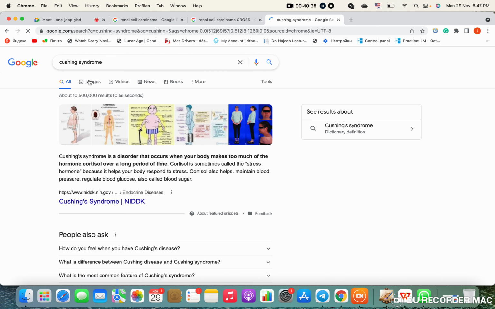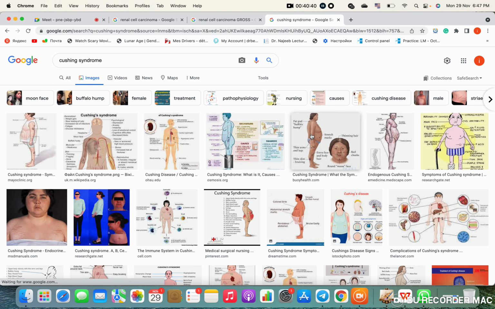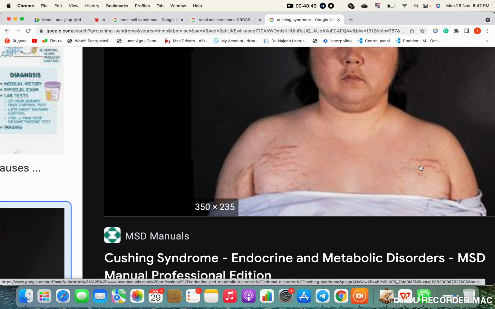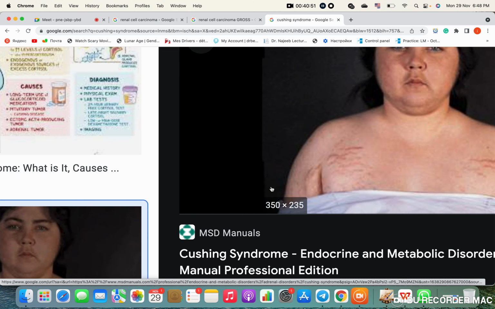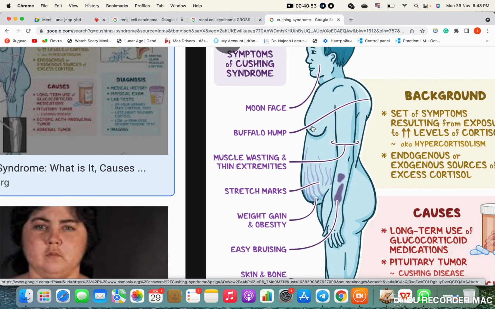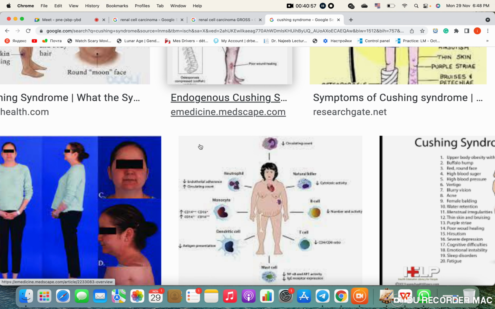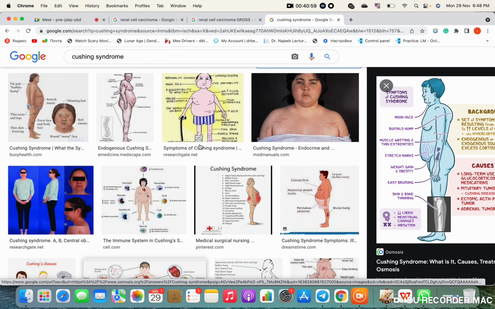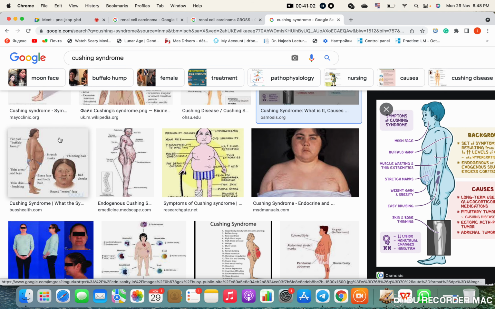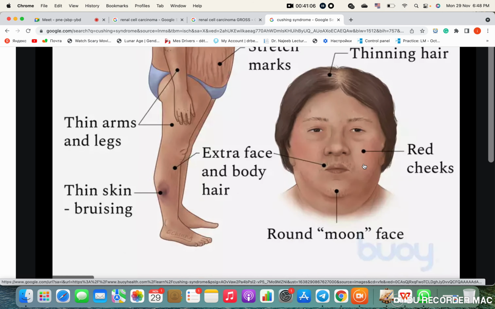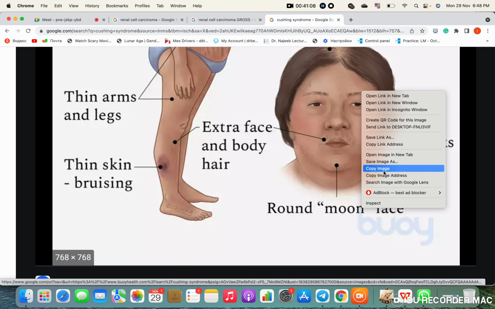Basically, these patients will have multiple problems. They can become overweight. They have this red striation on their body. They can have moon faces. They can have really bad weight gain, and they can also develop stretch marks and thin hair. Okay, so here you go.